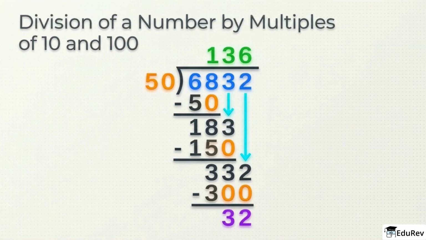Let's try dividing by multiples of 10 and 100. For example, 6,832 divided by 50. The quotient is 136 and the remainder is 32. For this kind of division, we first think about the number as groups of 10 or 100 and then divide carefully. Here's a trick to be aware of. When the divisor is a multiple of 10, do not rush. Think about the place value first.